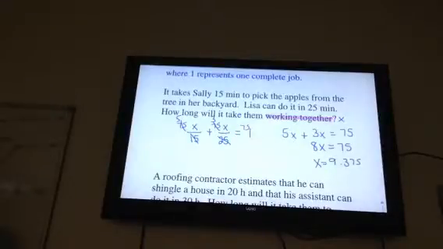I don't care if you leave it like that, or if you want to make it 9 3/8 minutes. If it doesn't go across the calculator, you can leave the decimal version there. If it goes across the calculator, I definitely want the fraction version. So 9 3/8, but either one's good on this one. So together, it's going to take them 9 3/8 minutes.